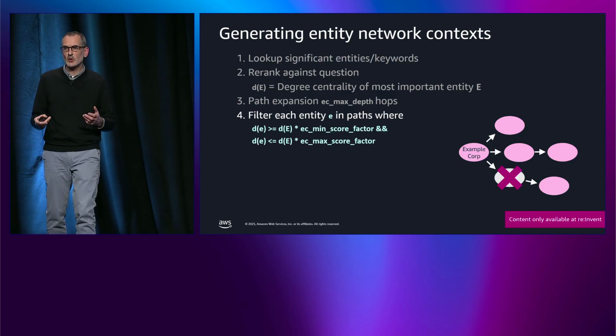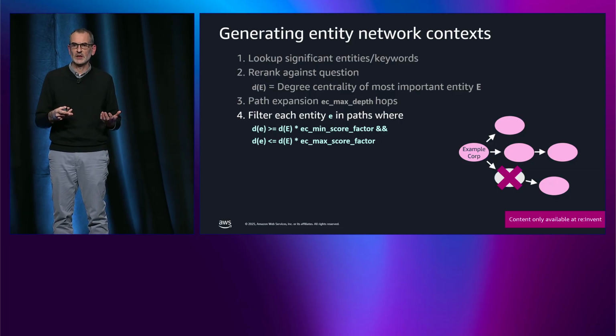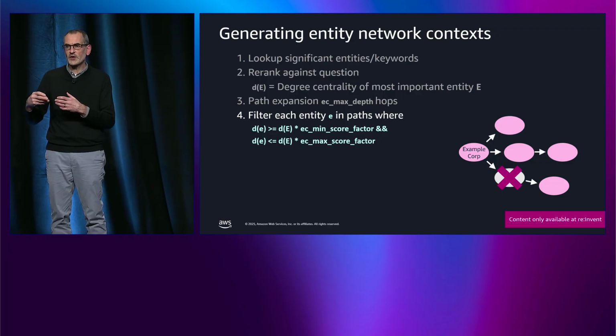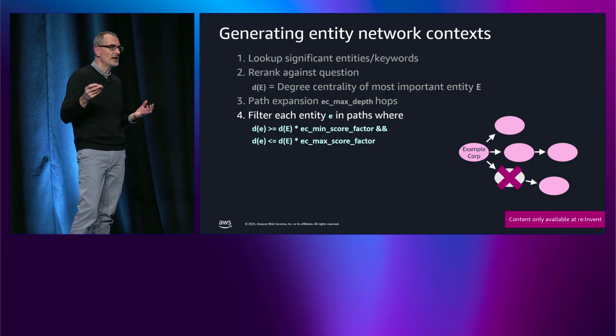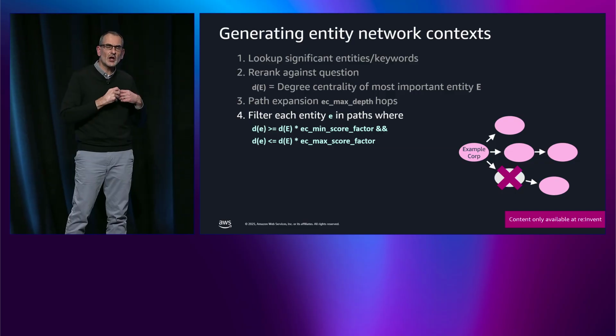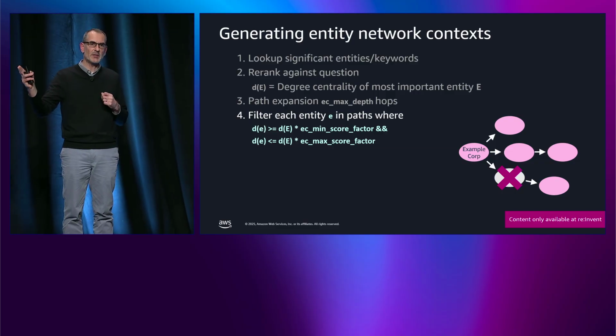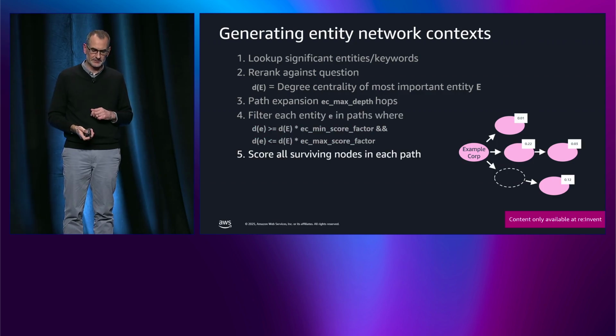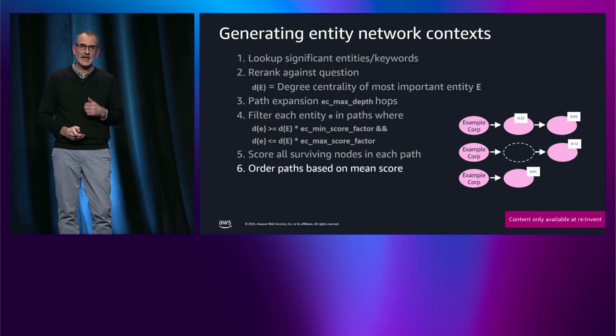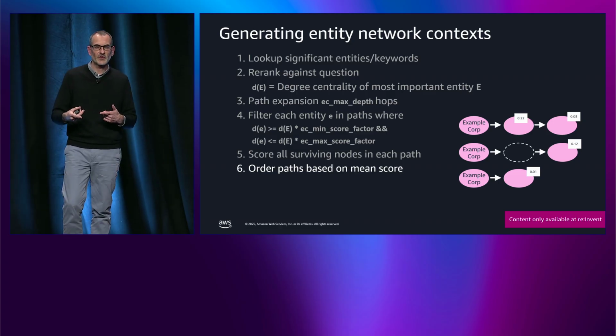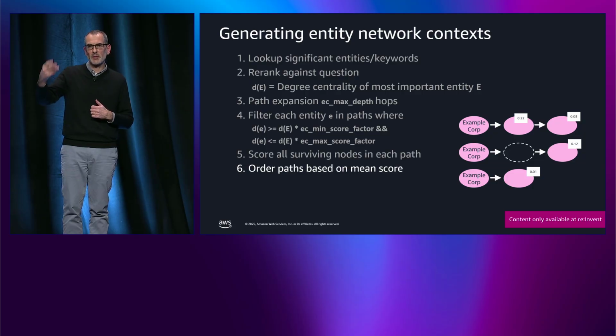Effectively, what we're trying to do at this point is eliminate whales and minnows. We're trying to eliminate nodes that might completely dominate the conversation and nodes that are potentially completely irrelevant. Okay? So we filter along each entity path, eliminating the whales and minnows. We then rescore all the nodes along each path, calculate the mean score for each path, and then we can reorder the paths based on their mean scores. Okay? So now we've got a list of paths ordered by their mean scores.